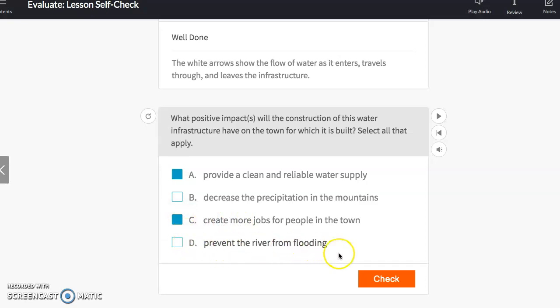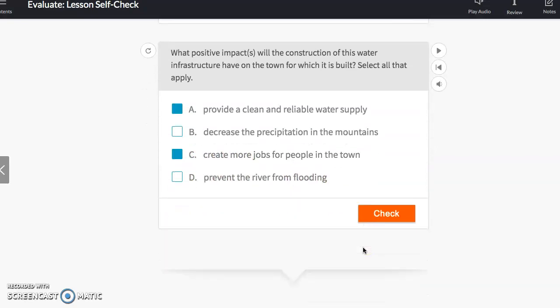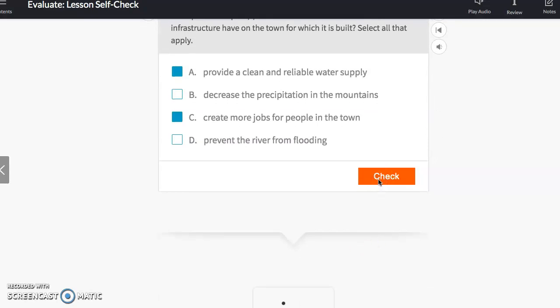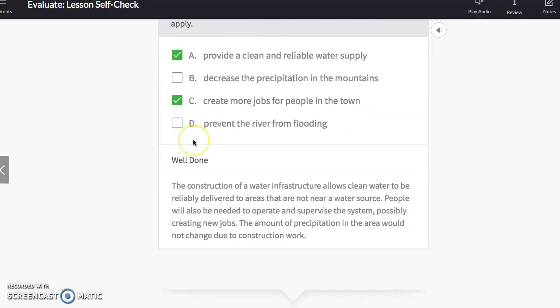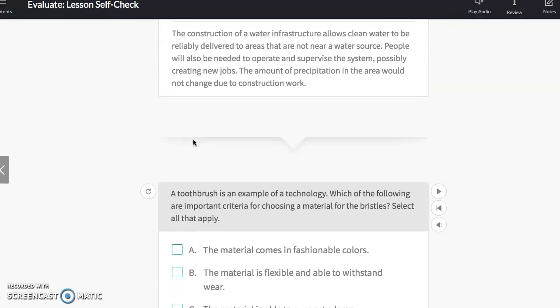Will it prevent the river from flooding? No, because you can't control how much rain comes from the sky. We'll just check on that. Okay, so that was correct, A and C.